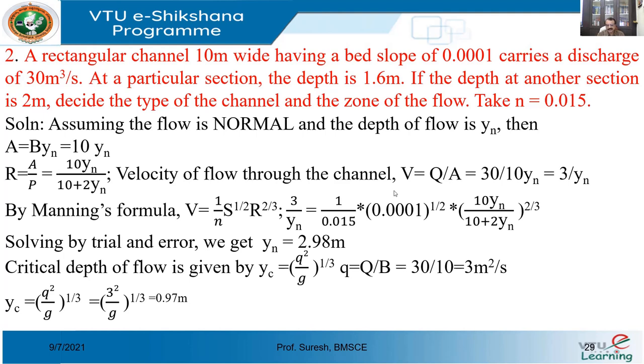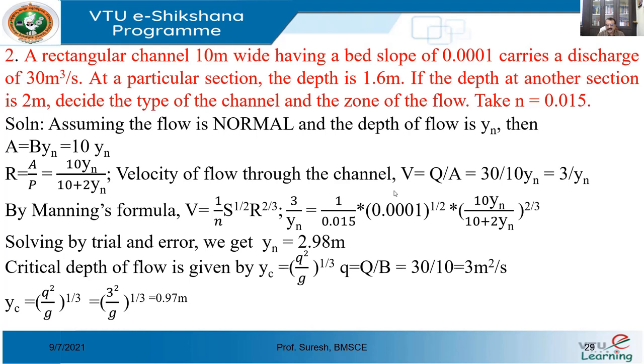Since it is a rectangular channel, the critical depth is given by q squared divided by g, raised to 1/3. What is small q? It is discharge per unit width. You know the value of discharge, you know the bed width. Therefore, small q is equal to capital Q divided by B, that is 30 divided by 10, which is 3 meters squared per second. Therefore, Yc is equal to q squared divided by g raised to 1/3. Substituting 3, it is 3 into 3, 9 divided by 9.81, whole thing raised to 1/3. If you simplify this, the value of Yc works out to be 0.97 meter.